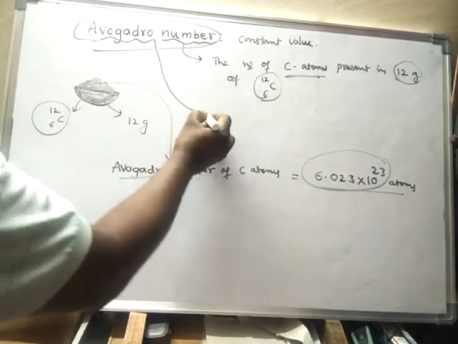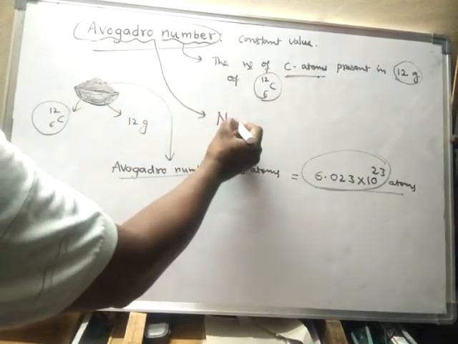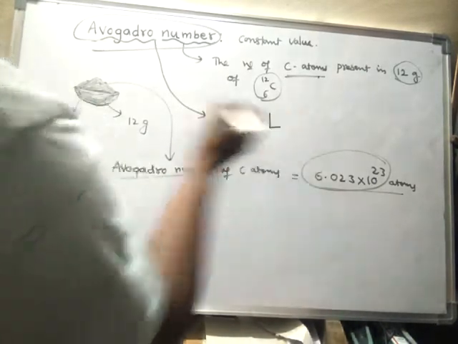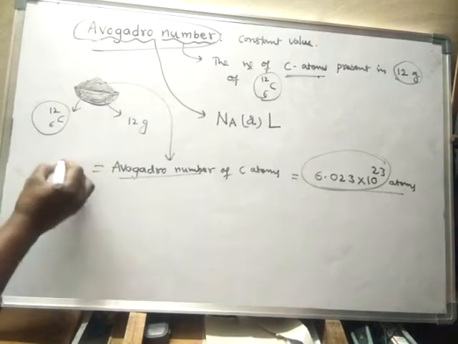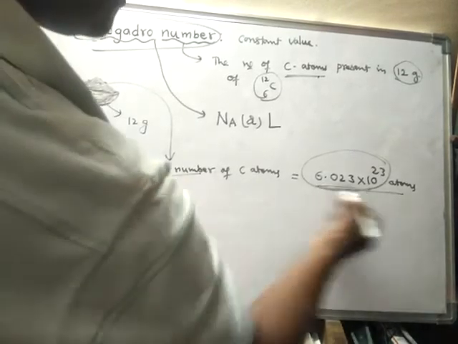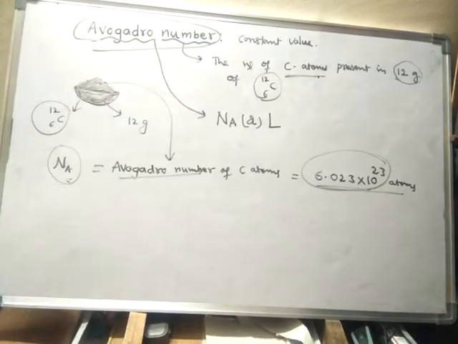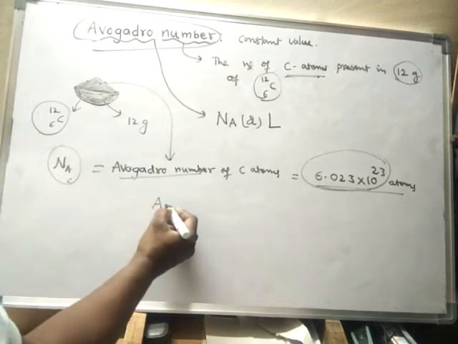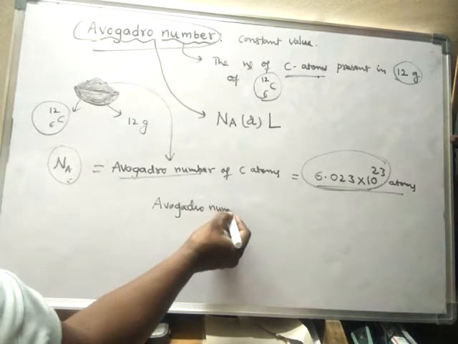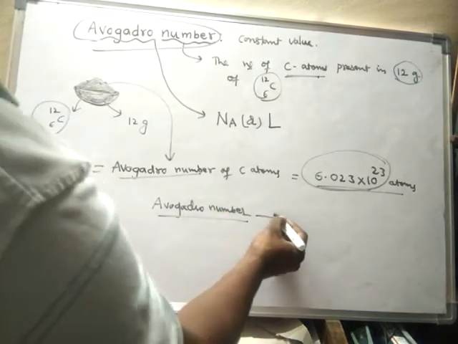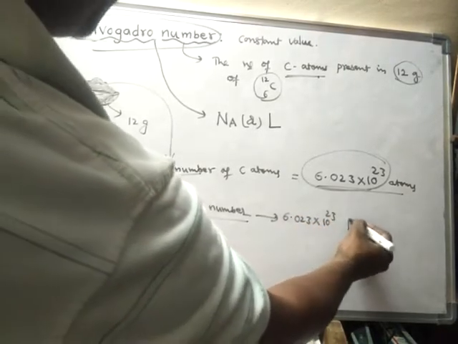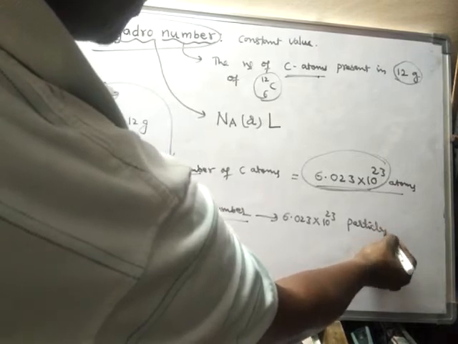Avogadro number is indicated by Na, or sometimes it is also represented by capital L. So Avogadro number means Na atoms. What is the value of Na? Generally, Avogadro number is equal to 6.023 into 10 to the power of 23 particles.